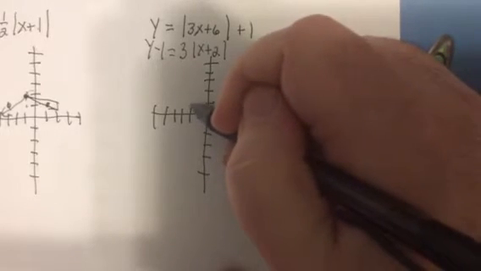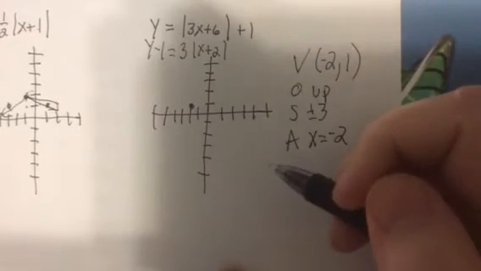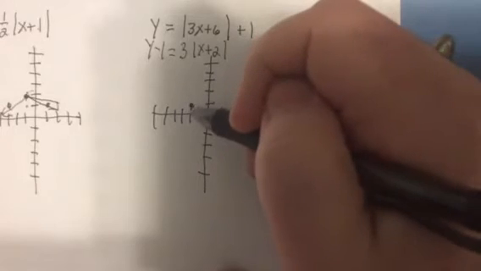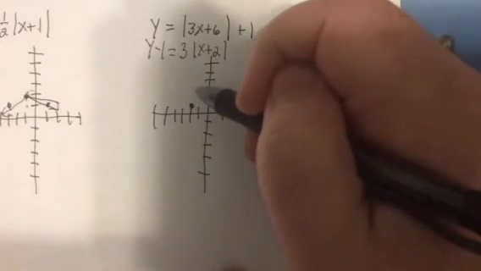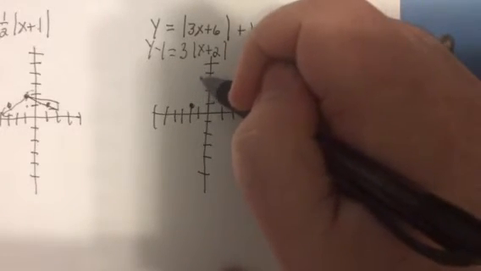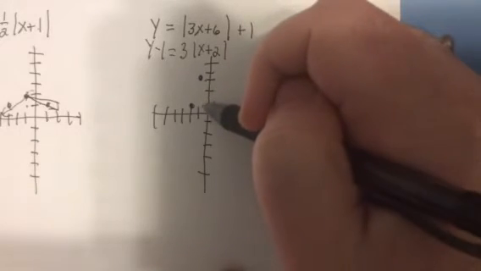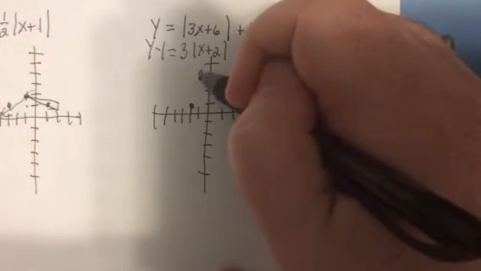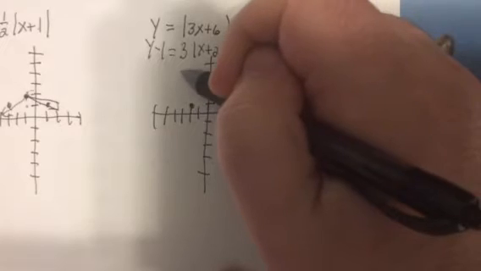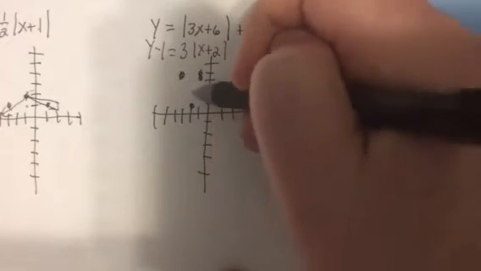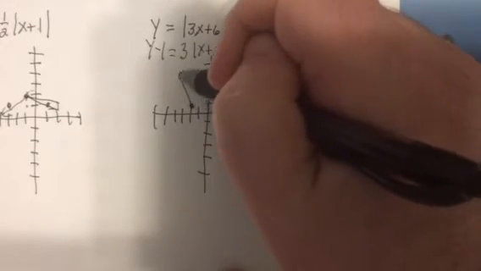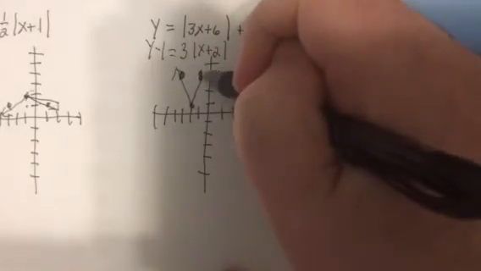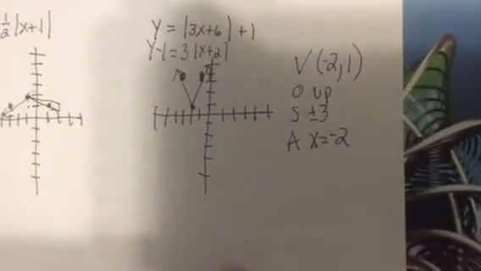Negative 2, 1. So up, and it's 3, so it's up 3, 1, 2, 3, 1 here. And let's see. 1, 2, 3, up a little bit. And over here, you could use symmetry or just 3 again the other way. Oh my goodness, good job.